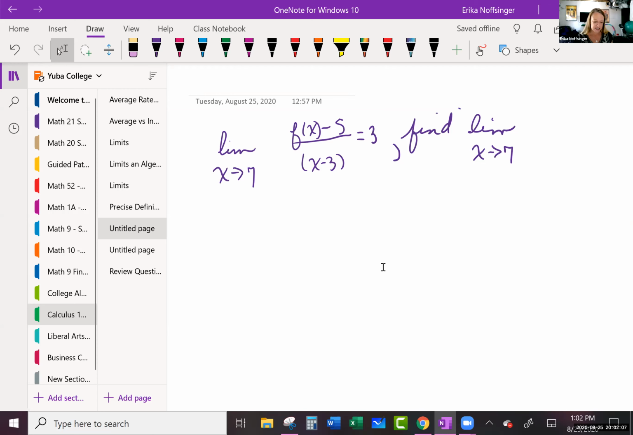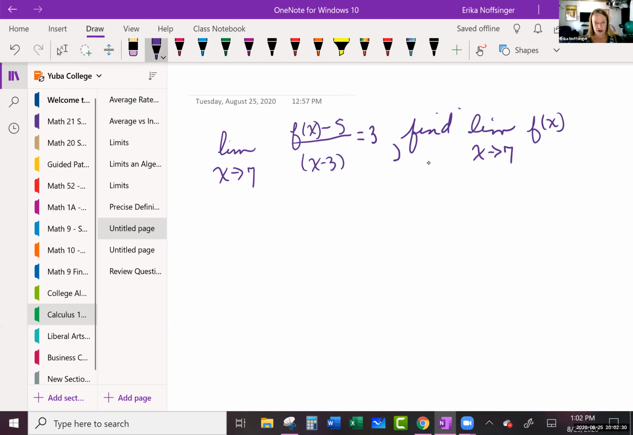The question says that we have the limit as x approaches 7 of f of x minus 5 in the numerator, all over the quantity x minus 3. We're given that when we find that limit, it's equal to 3. It's asking us to find the limit as x approaches 7 of just f of x.